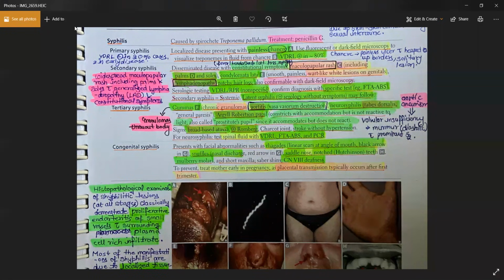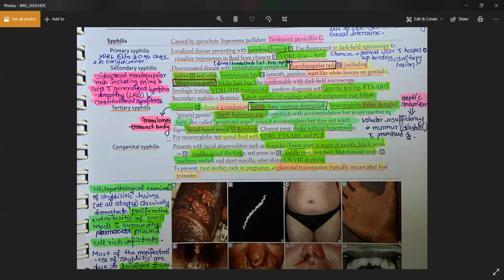Okay, then comes the syphilis, which is again caused by a spirochete named Treponema pallidum. Very important, Treponema pallidum. And you need to know the stages of syphilis, which are primary syphilis, secondary syphilis, tertiary syphilis, and congenital syphilis.